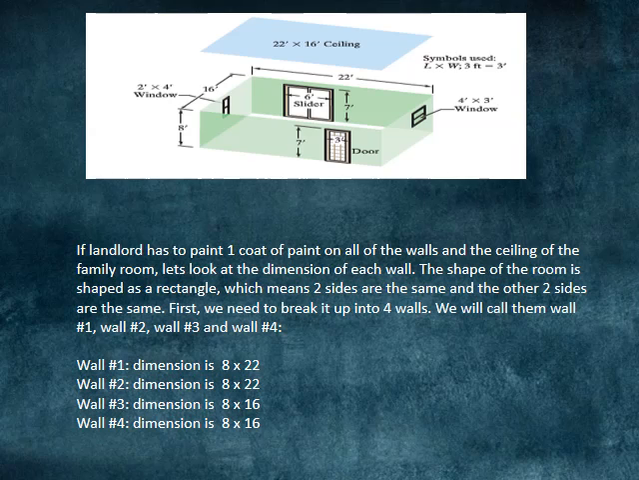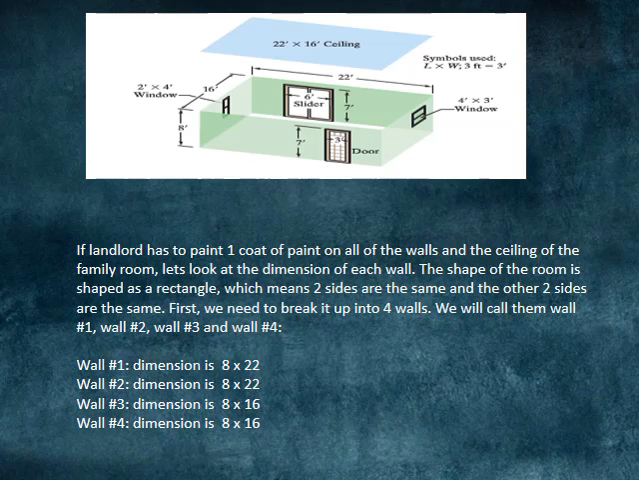And if you notice in your house, most of your rooms, except maybe your bathrooms or even possibly your kitchen, are set up like a rectangle, and a rectangle has 2 walls that are the same on each side. So 2 walls are the same dimensions, and then the opposite 2 walls are also the same dimensions, unlike a square where all 4 walls have the same dimensions. So keep that in mind. The shape of the room is a rectangle, which means 2 sides are the same, the other 2 sides are the same. First, we need to break it up into 4 walls.